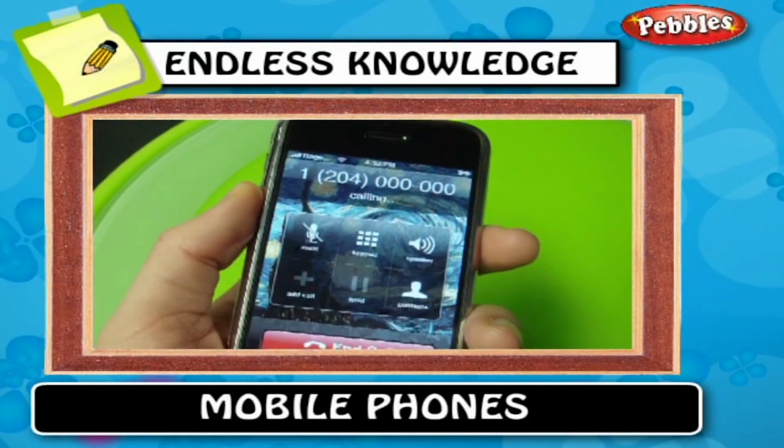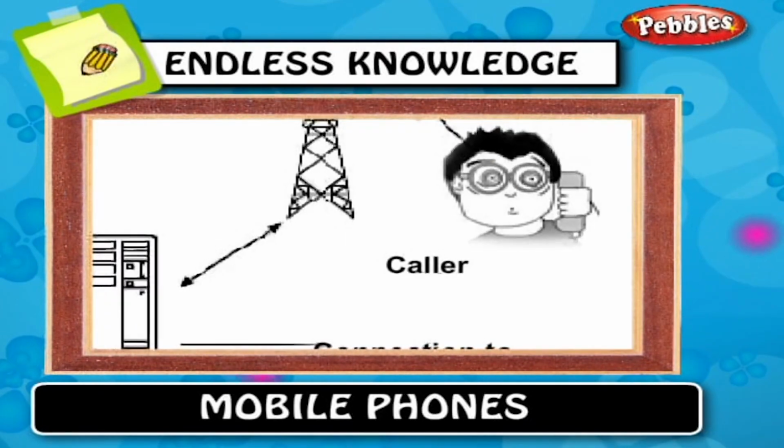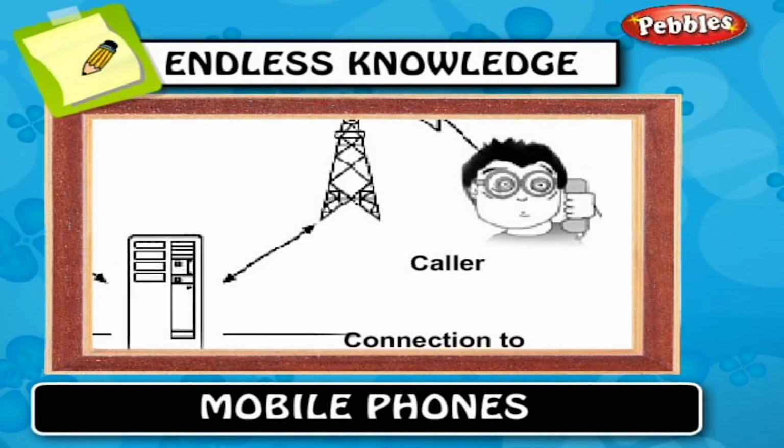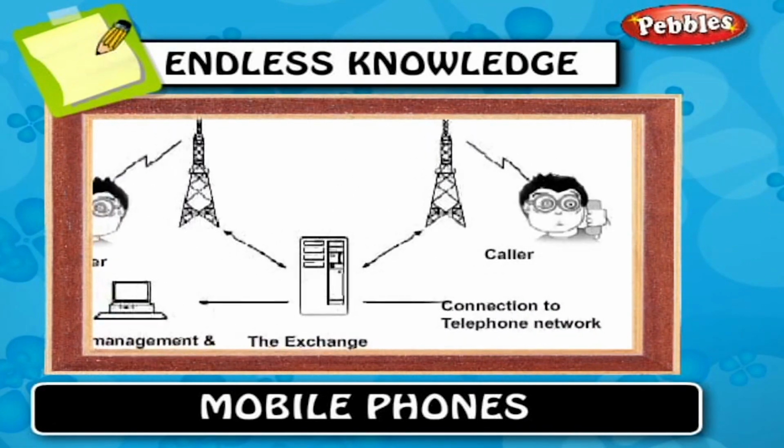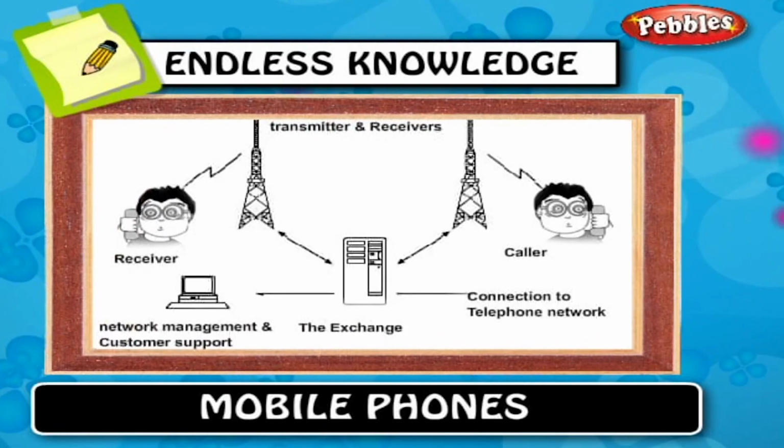It is picked up by the nearest transmitter tower. The transmitter tower sends the signal to the nearest telephone exchange. The telephone exchange sends the signal to a number of transmitter towers. The phone you have dialed picks up the signal from the nearest transmitter tower and rings.